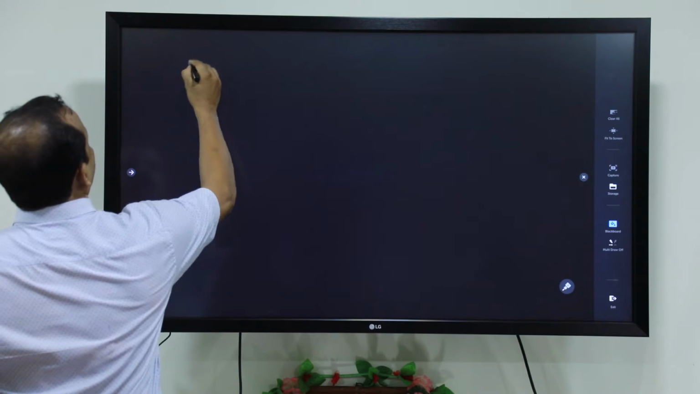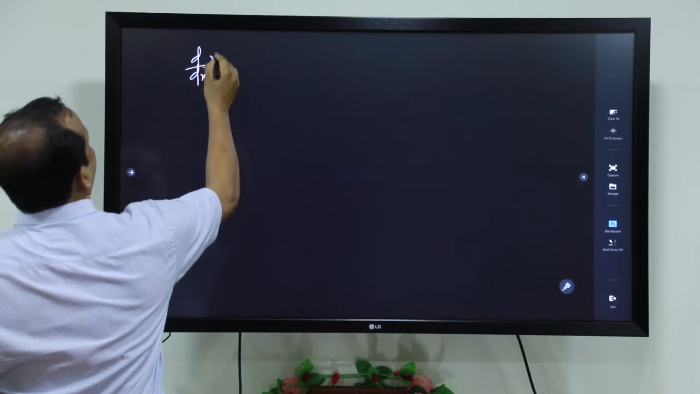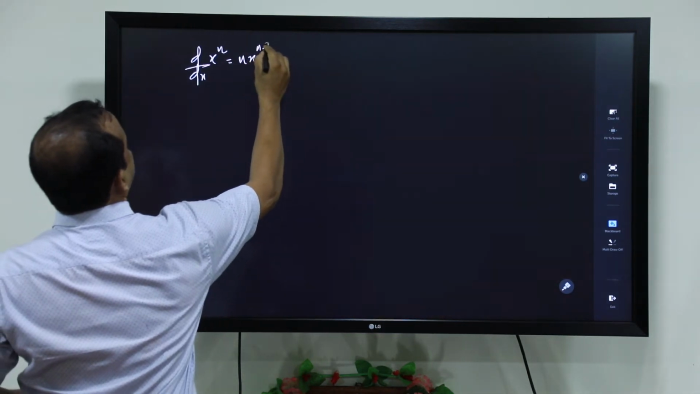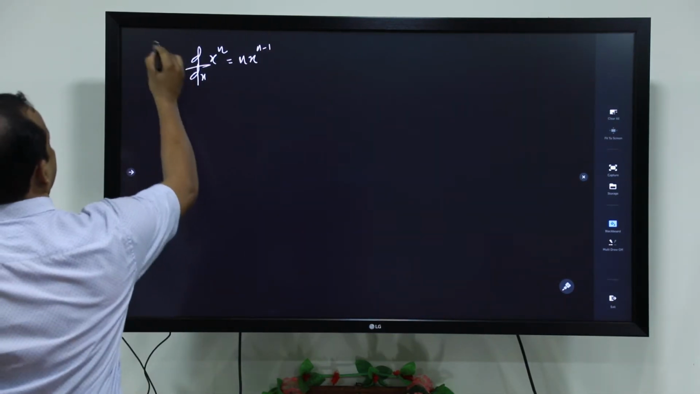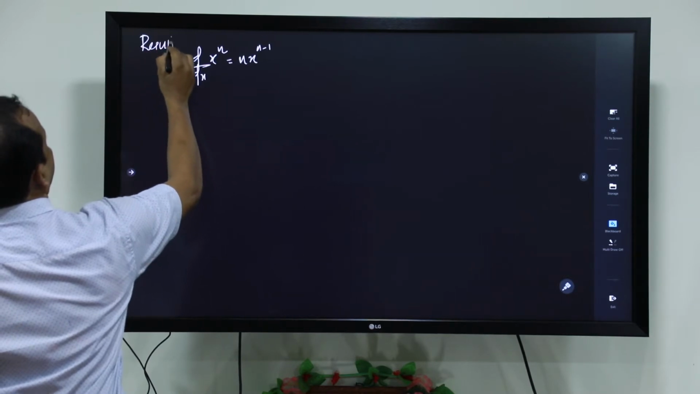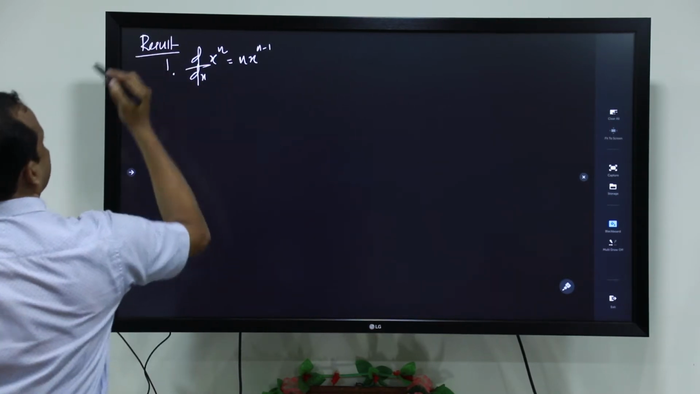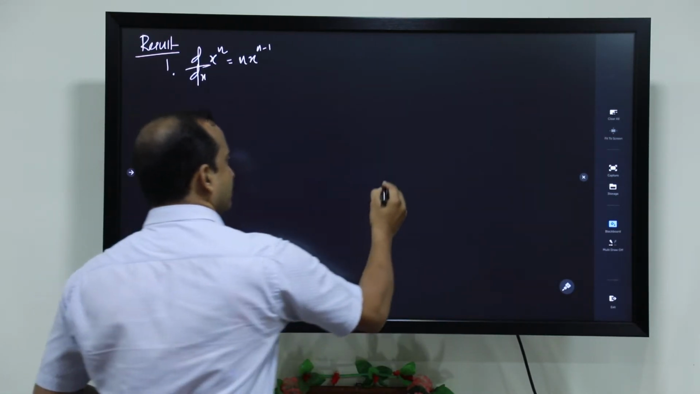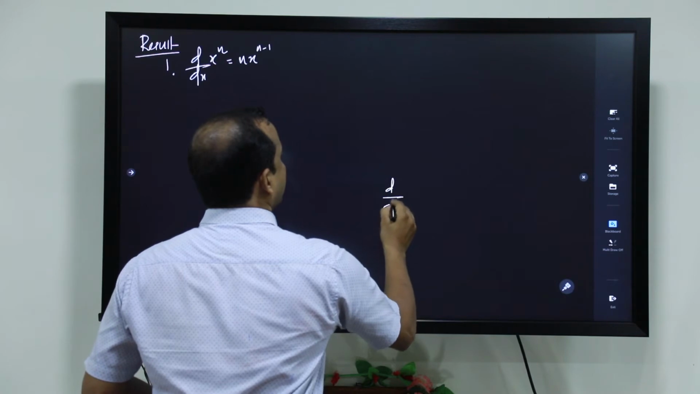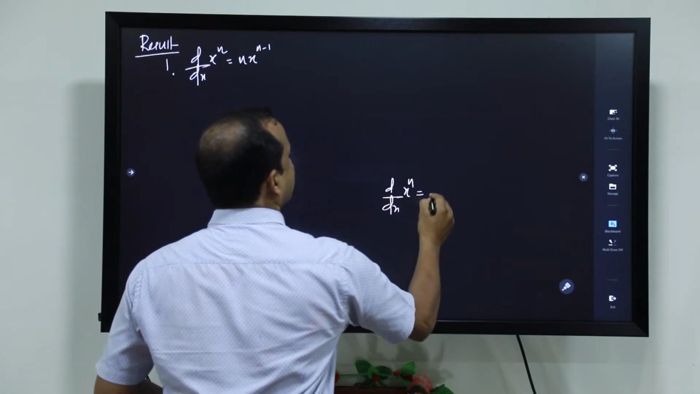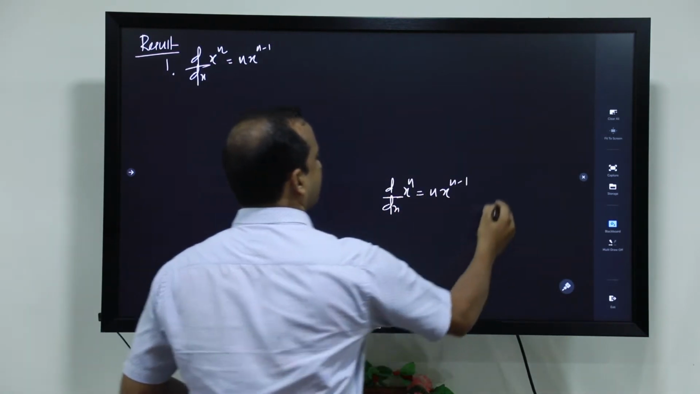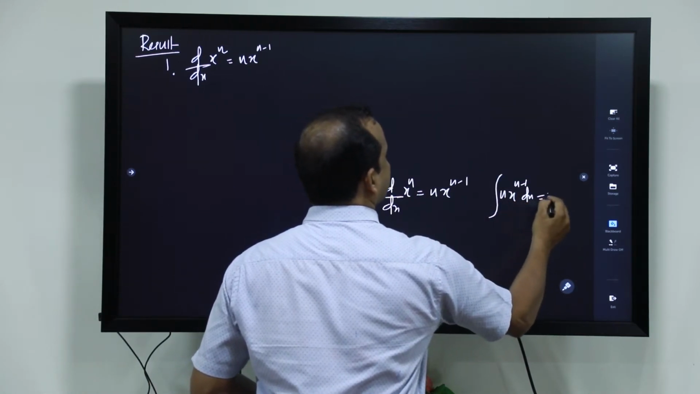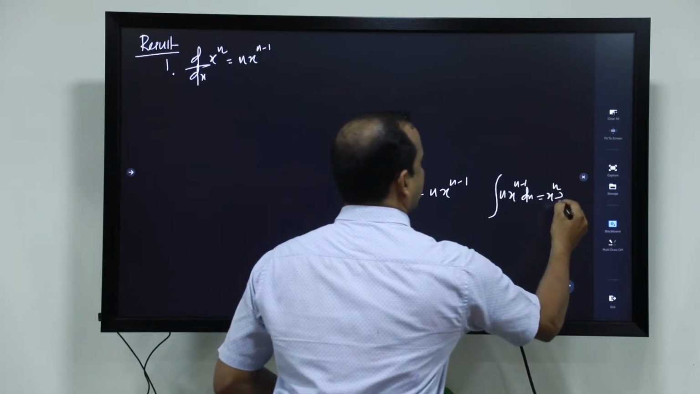You already know the derivative of x raised to n is n into x raised to n minus 1. First result: d by dx of x raised to n is n into x raised to n minus 1. Then the integral of n into x raised to n minus 1 into dx is x raised to n plus c. But this is not a good result.